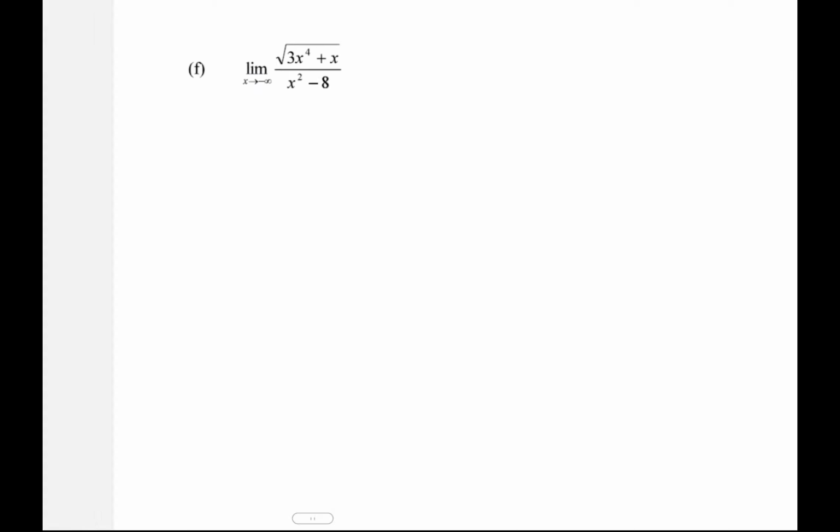Okay, now look at question F. Limit as x approaches negative infinity of the square root of 3x to the power of 4 plus x, divided by x squared. Also the same thing. If we substitute directly, we get infinity divided by infinity. Since your answer is infinity divided by infinity, we can solve this problem by dividing by the highest power of the denominator. What is your highest power of the denominator? In this case it is x squared. So all the terms must be divided by x squared.